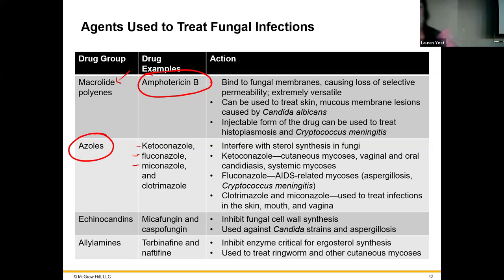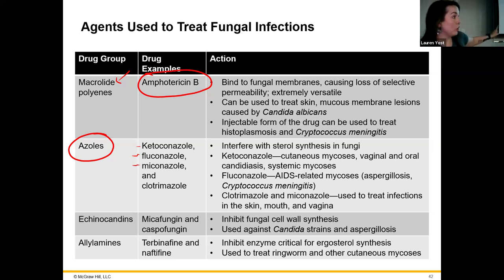That's it. So we know amphotericin and azoles for fungal infections. Yes, there is a caveat here. So I said the mycins had the caveat of vancomycin. Vancomycin treats cell walls, right? But it was the only one. Everything else, proteins.